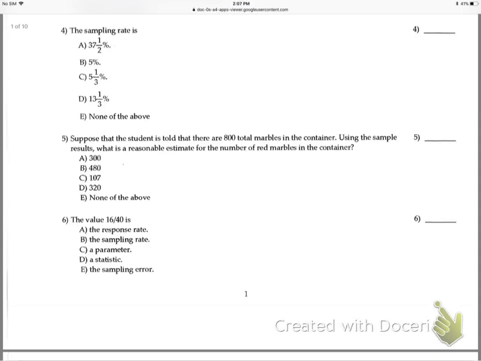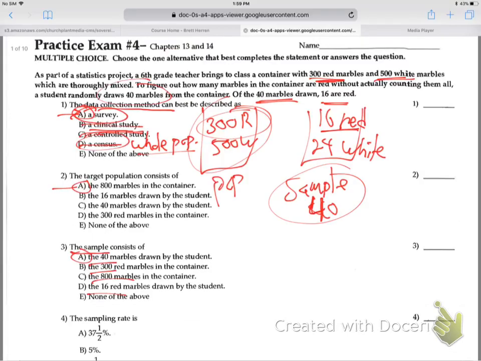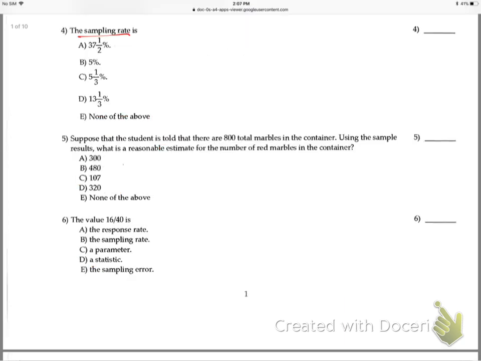That word, sampling rate. So what is sampling rate? So we have all these facts back here. We have a total of, here's the bucket, 800 marbles, 300 red, 500 white. And we grabbed a sample of 40, which is 16 red, they told me. 16 red in the sample, which means there must be 24 white when I subtract. That's what we're grabbing. And then what is going on when they say sampling rate?